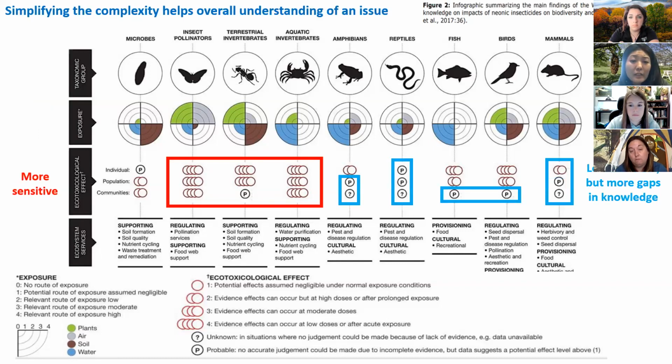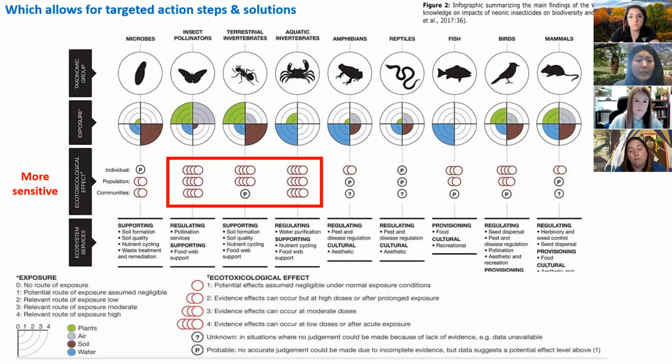But we also have to consider that while we've got these more sensitive critters, the less sensitive critters also have more knowledge gaps. We just don't know a lot more about them in terms of impacts to a population or to a community, because these are harder, more difficult organisms to study in the field. So simplifying the complexity, I think, helps overall understanding of the issue. This allows us to target action steps and solutions for it.